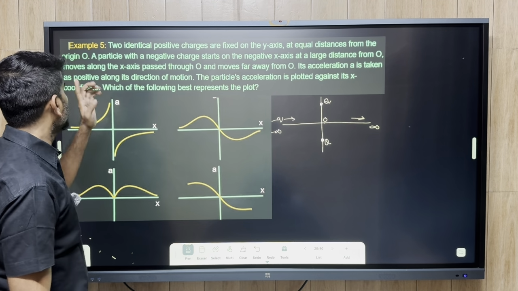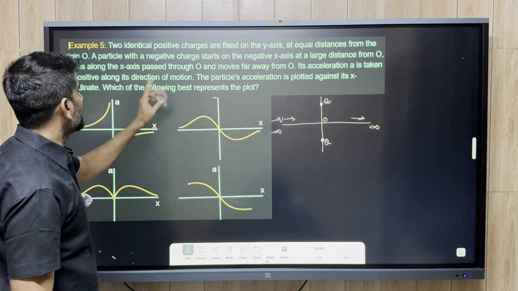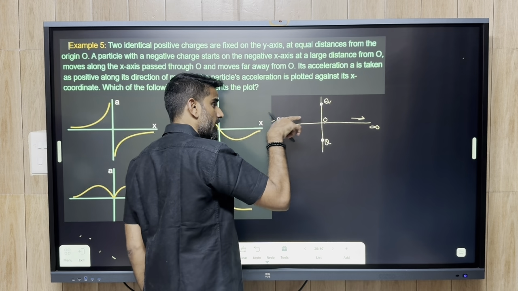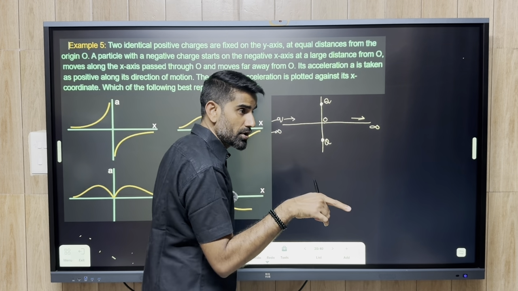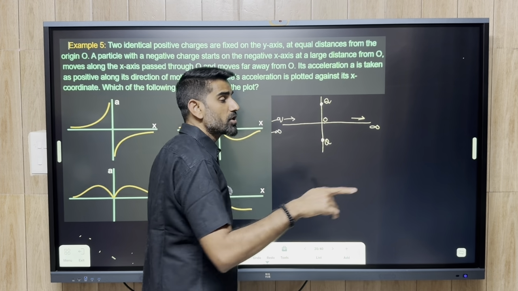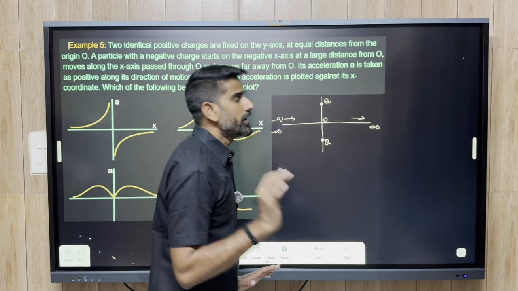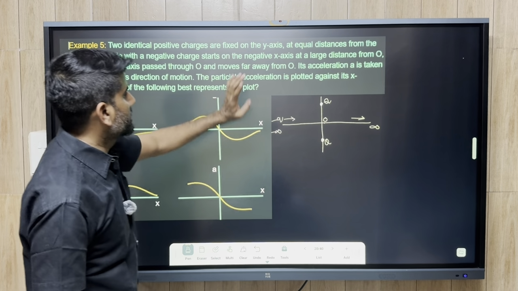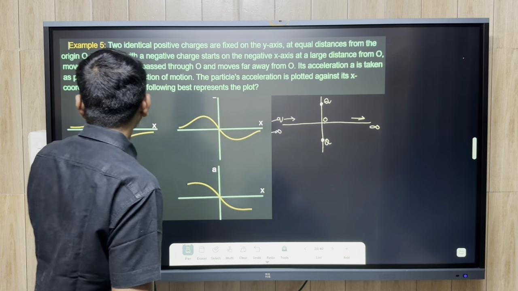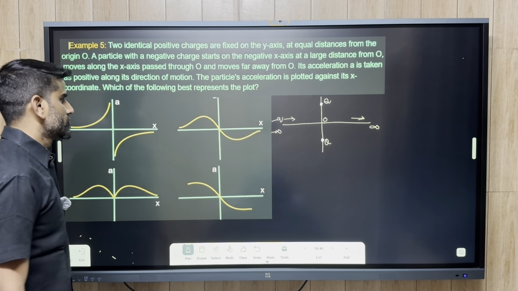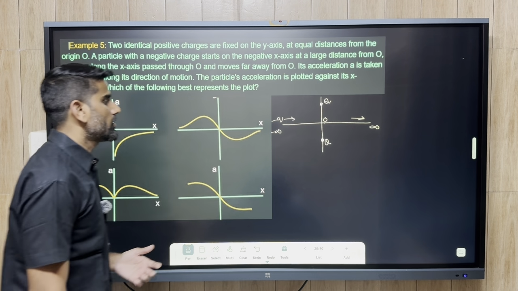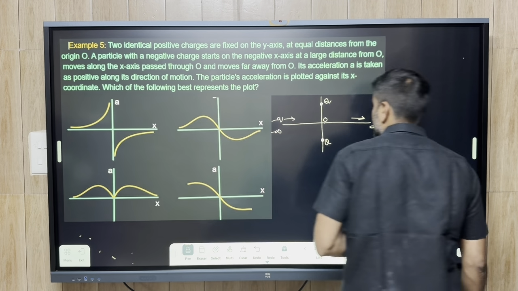Its acceleration A is taken positive along its direction of motion. If there is acceleration along its direction of motion, then it has to be taken as positive. If the acceleration is opposite to the direction of motion, then it has to be taken as negative. That point is very clear to us. The particle's acceleration is plotted against its x coordinate. So the graph has been plotted. Which of the following best represents the plot? That is quite a simple thing.